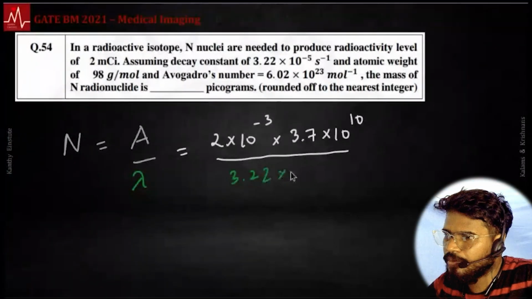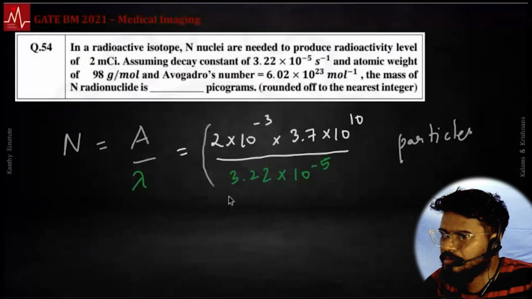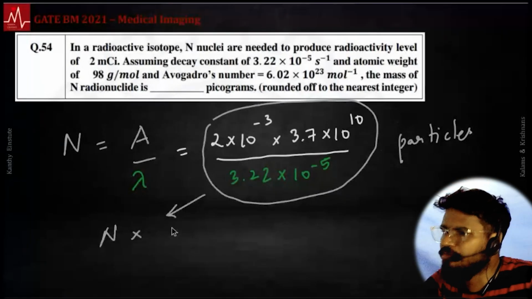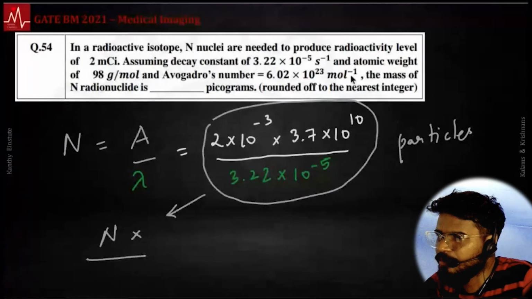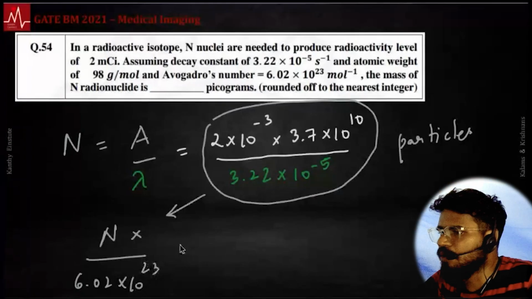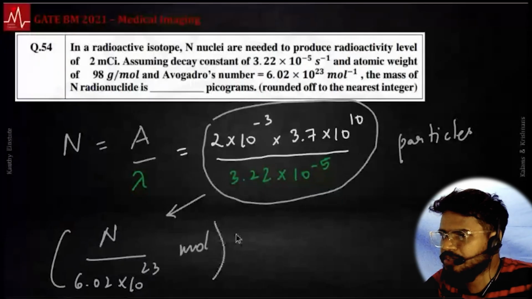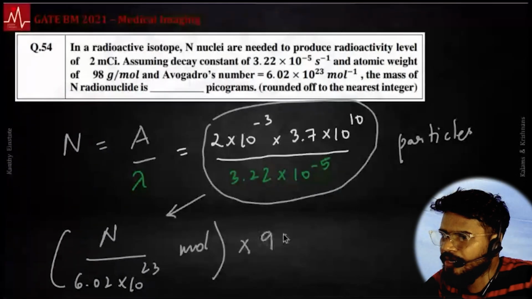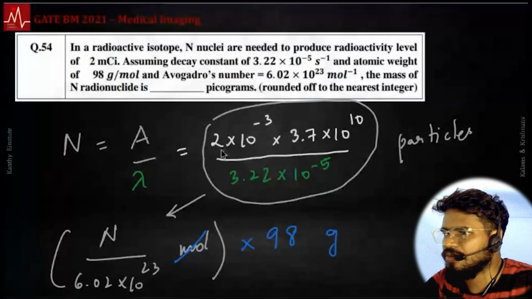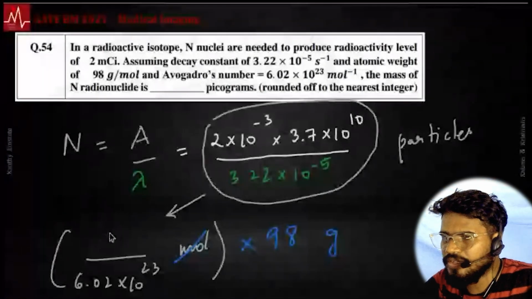So let's get this number. This number, that's essentially N, right? So many particles. The number of moles would be N divided by the Avogadro number, 6.02 into 10 power 23. These many number of moles. 1 mole is 98 grams. So these many number of moles would be multiplied by 98 grams. So we can calculate what this is. So we know N. N is this whole term, if you're slightly confused, is that whole thing.